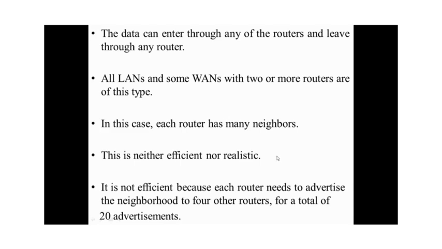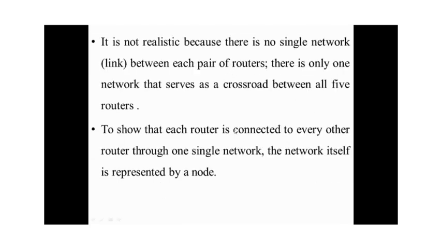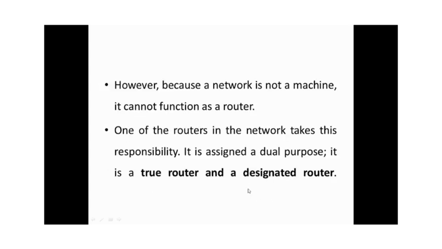In this case, each router has many neighbors. This is neither efficient nor realistic. It is not efficient because each router needs to advertise the neighborhood to 4 other routers, for a total of 20 advertisements. It is not realistic because there is a single network between each pair of routers. There is only one network that serves as a crossport between all 5 routers. To show each router is connected to every other router through one single network, the network itself is represented by a node.